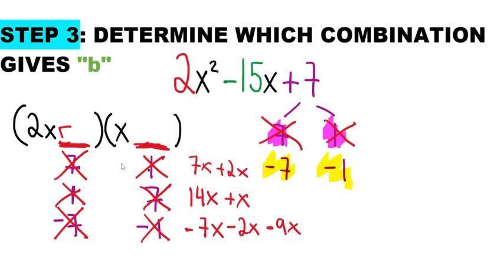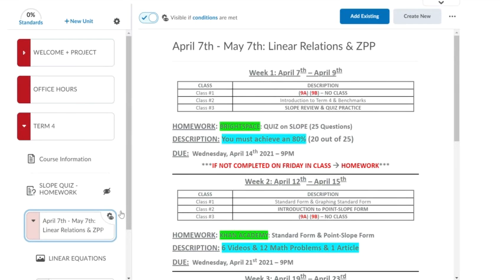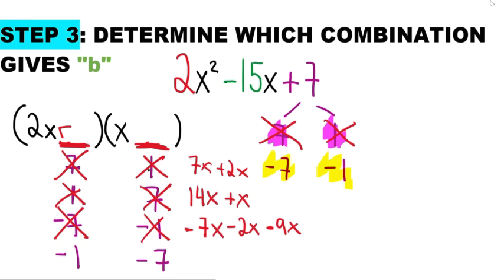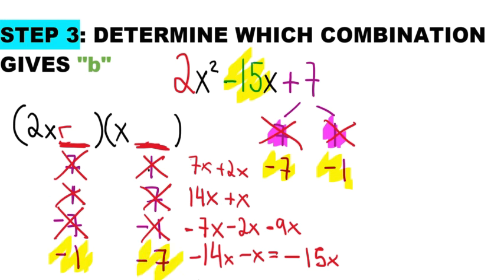Let's go with the last option, which obviously will be the option of -1 and -7. Let's see how this works out. So if we have -1 and -7 here, let's see what we get. We get -x, and we get -14x, -7 times 2. -14x minus x will give us, look at that, -15x. So it appears that we have exactly what we were looking for.